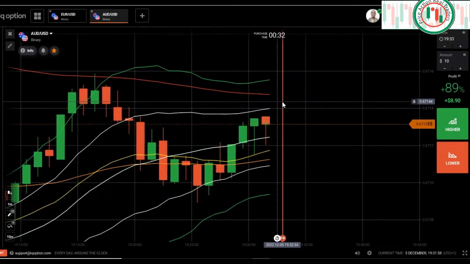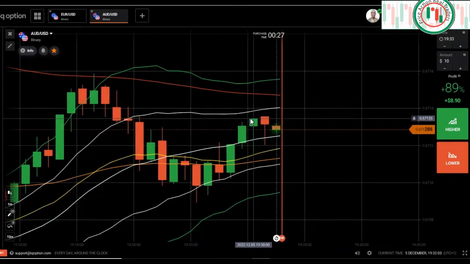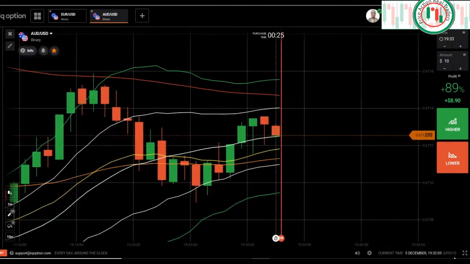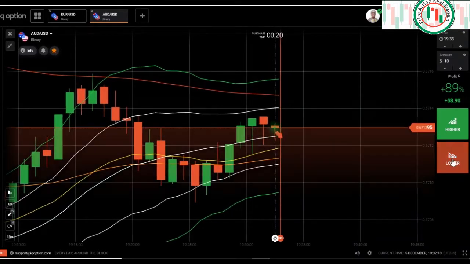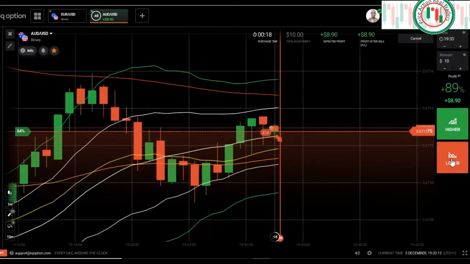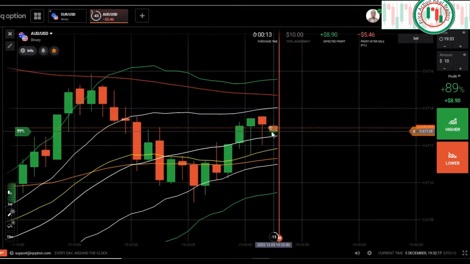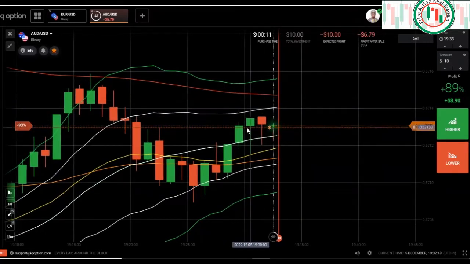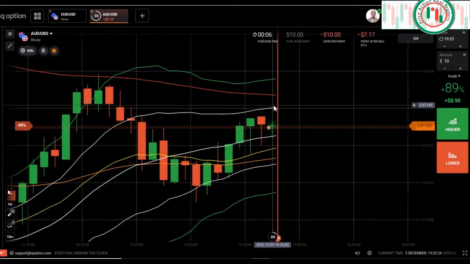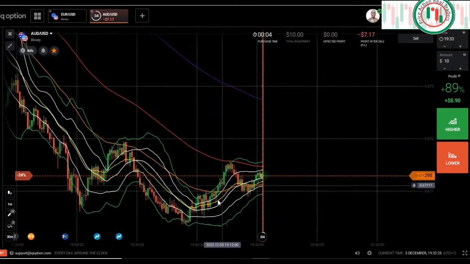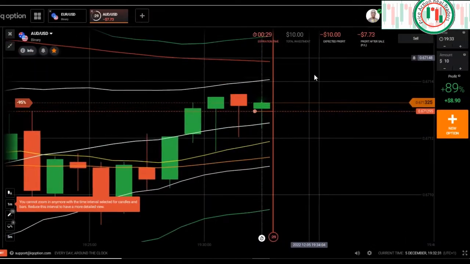But here, see, most of the time this hammer, yes, you see this market is not nice, but here is a reversal pattern. These two hammers show that the market is reversing. Yes, the market is reversing here. That's why I placed my trade, a put option.